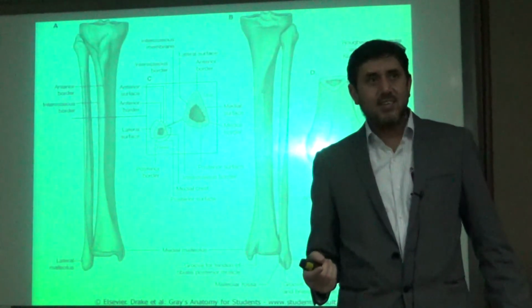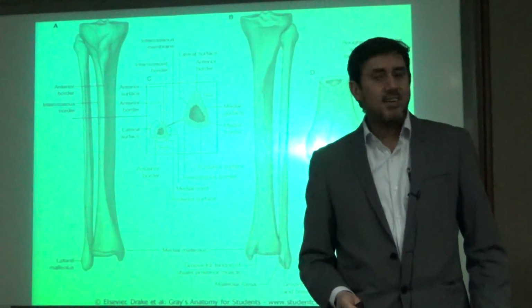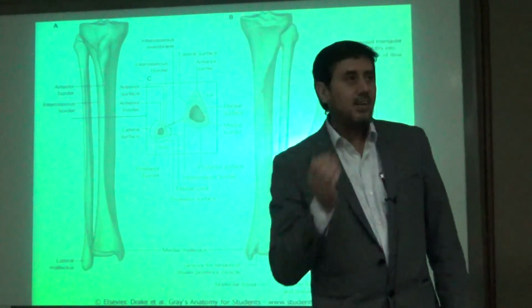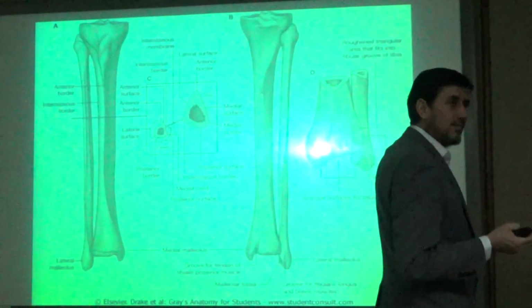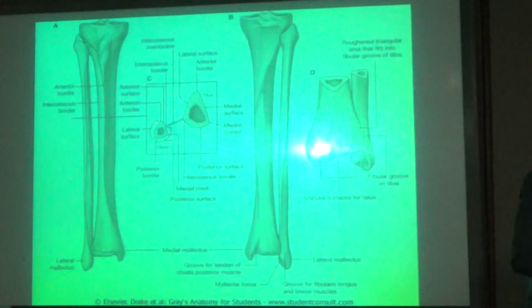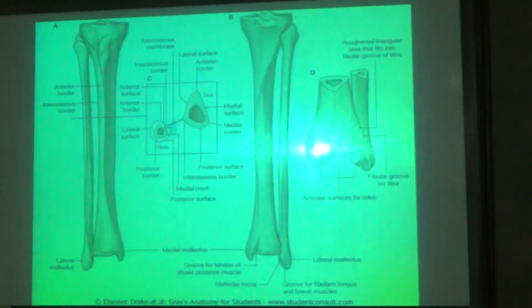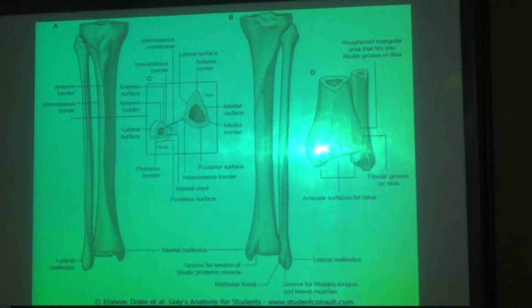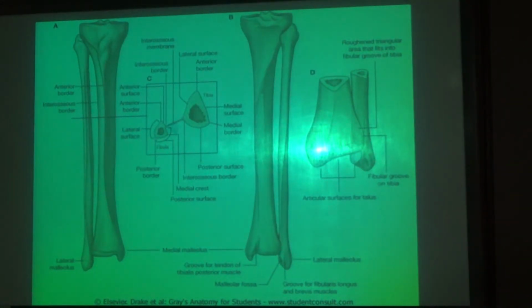Why not ulna? Ulna is there. Ulna is there, and it is near to that. How is it not participating in the formation of the joint? How? Look at this. Very simple. Other things are easy, you can study yourself, but I want to give you the idea.